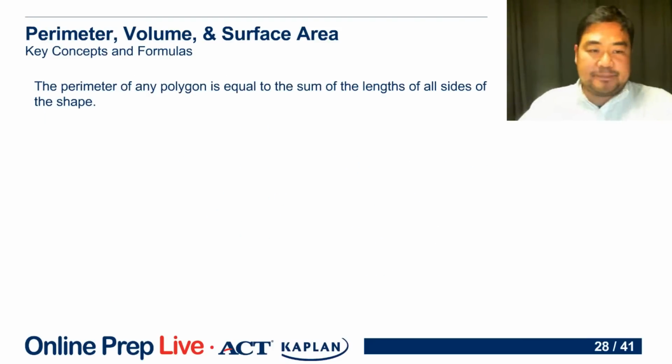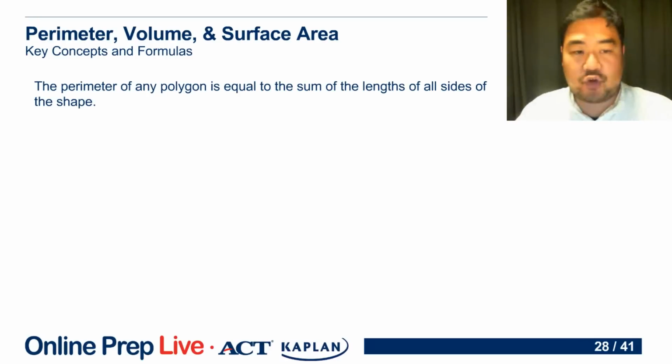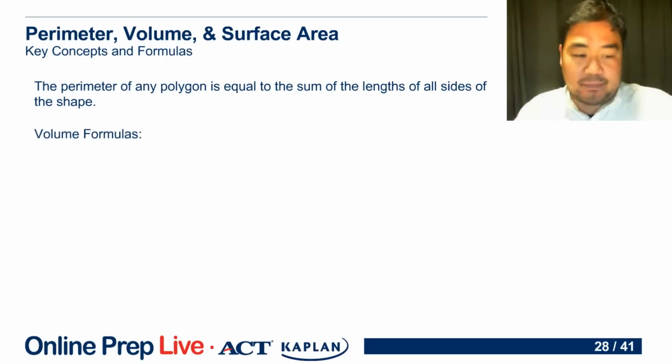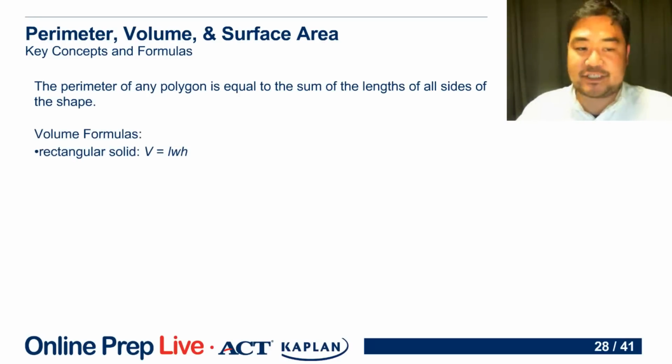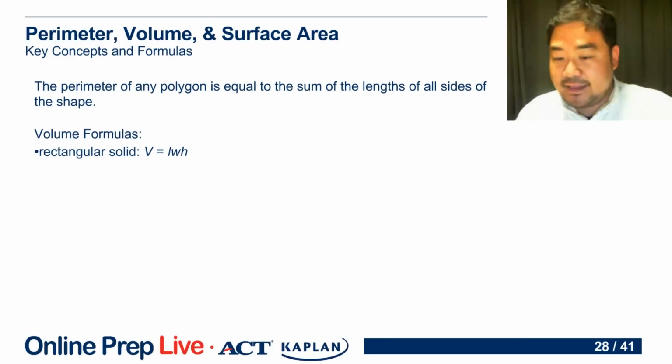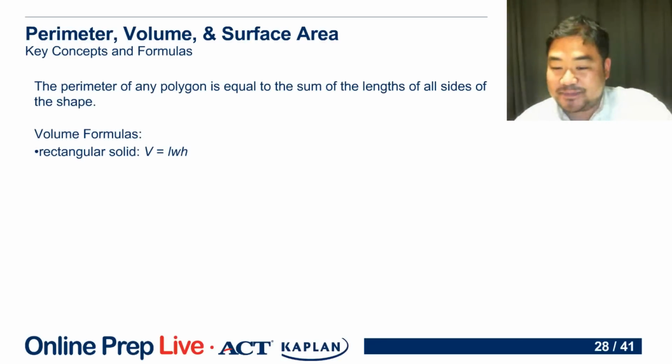All right. And then perimeter, volume, and surface area. Our last category of math topics here, dealing with perimeter, which is basically the sum of the lengths of all the sides of any shape. Just basically adding up the sides. That's what perimeter refers to. Volume for different types of figures: if you have a rectangular solid, the volume is equal to length times width times height.